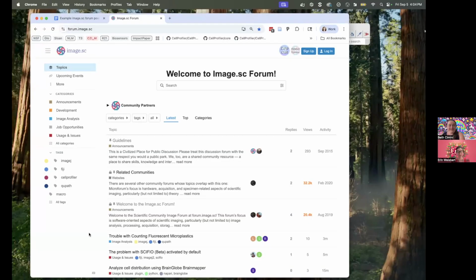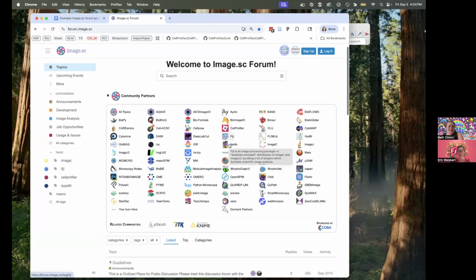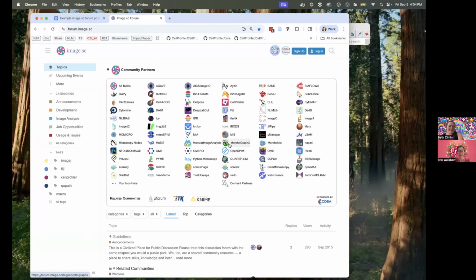This is the Image.sc forum. You can find it at forum.image.sc. You can also just go to image.sc and that will work. It originally started as the merger of the ImageJ and the CellProfiler forums. But what it has now turned into is this place where all of these different software tools, as well as organizations that care about things like image analysis, all come together and they have one central help forum.